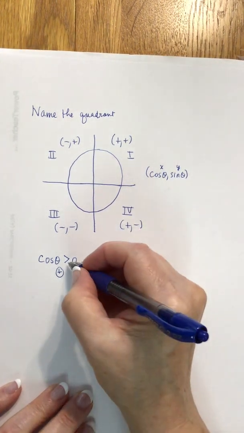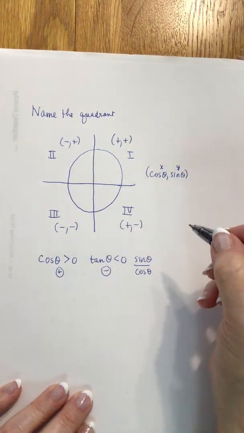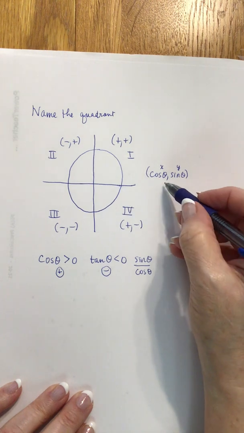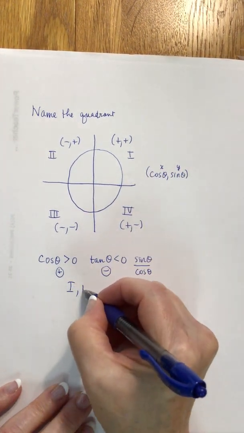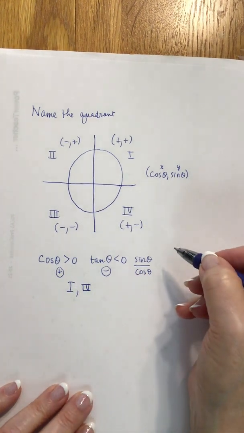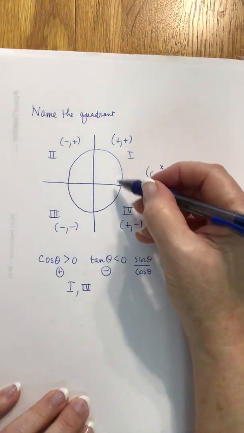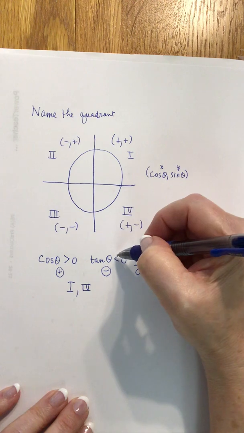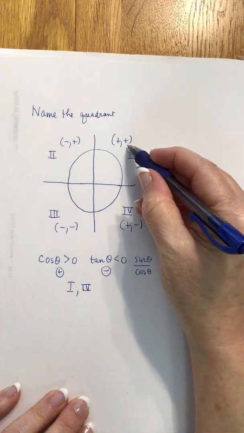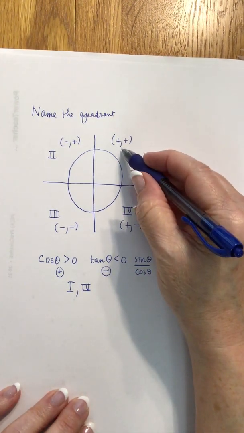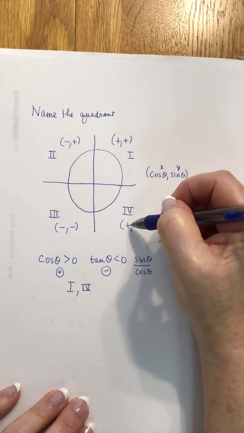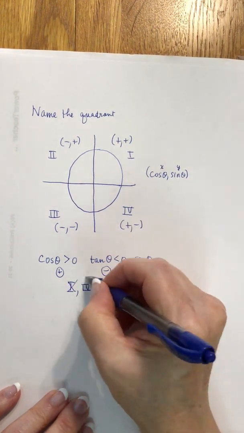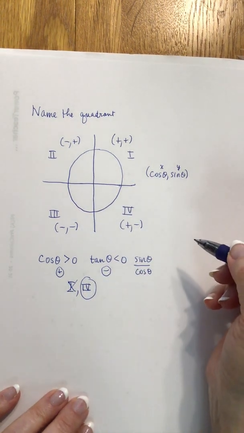So first, where is cosine positive? Well, we know cosine's positive where the x is positive. So we have quadrant 1 and quadrant 4. So a choice between 1 and 4. Of those two, between 1 and 4, we want tangent to be negative. Well, if I take positive divided by positive, we know that's not negative. If I take negative divided by positive, we know that is negative. So my answer is going to be quadrant 4.